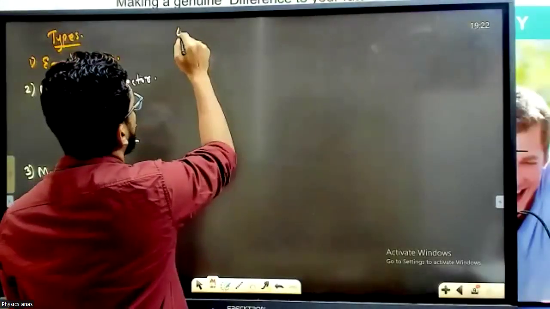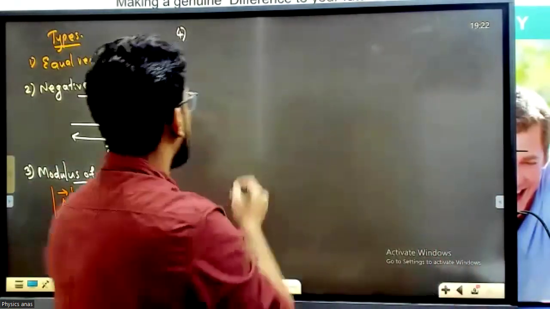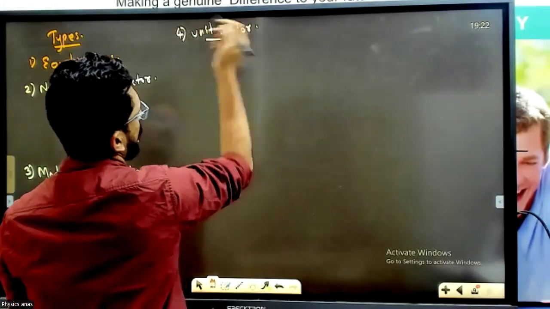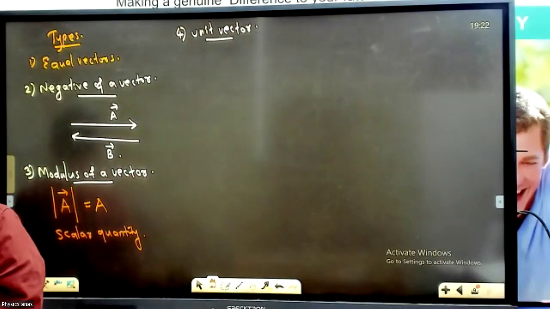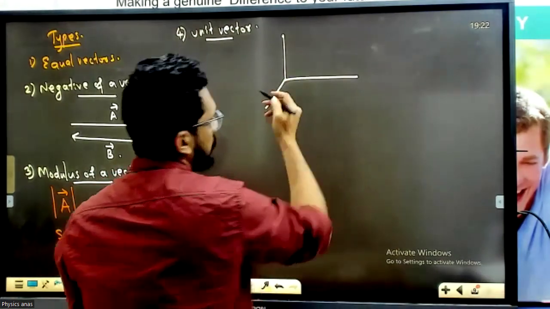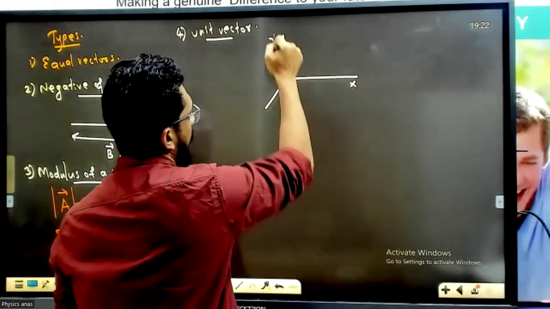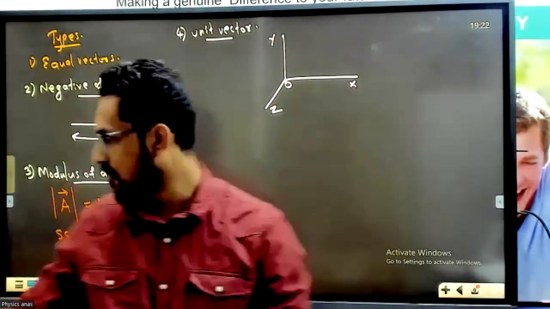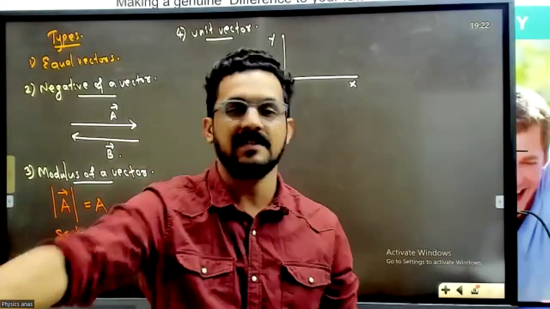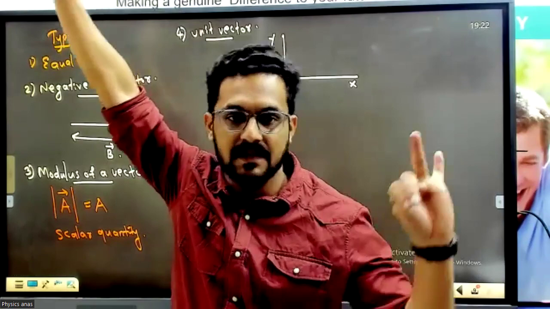Then the next one will be unit vector. We are talking about the unit vector. Now look here. I am drawing the axes. This is the origin. You have x-axis, y-axis, and z-axis here, just like a corner. Just look at a corner. You can see the x, y, and z axes.